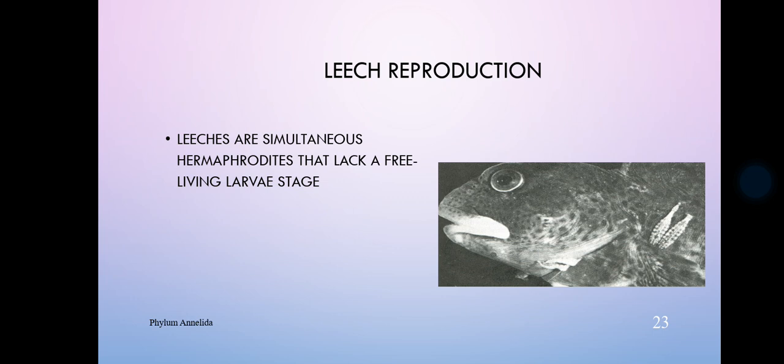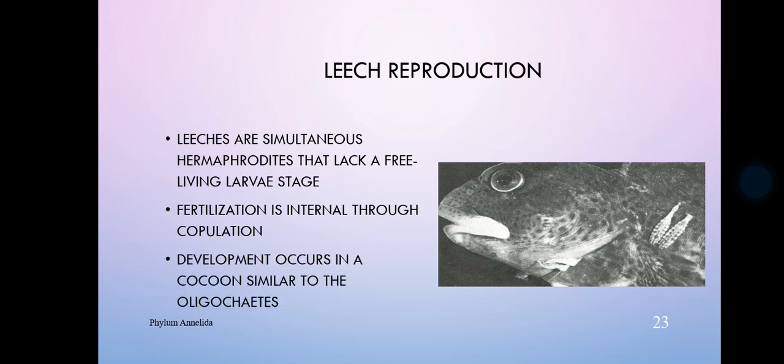Leech reproduction. Leeches are simultaneous hermaphrodites that lack a free-living larval stage. Fertilization is internal through copulation. Development occurs in a cocoon similar to the oligochaetes.